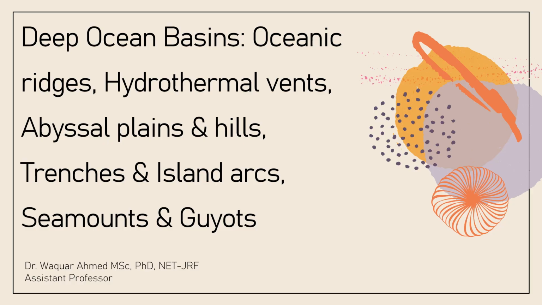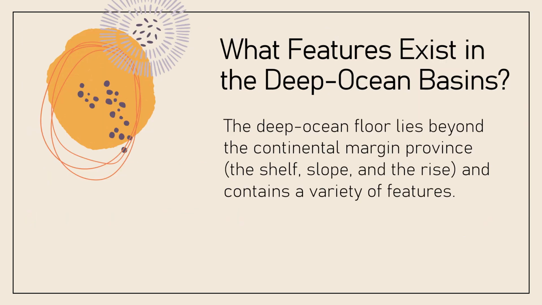So basically, the deep ocean is the deepest part of the ocean floor. So what features are there? We have oceanic ridges, we'll be discussing this. We have hydrothermal vents. We'll be discussing abyssal plains and hills, trenches and island arcs, and seamounts and guyots. So these are some of the features which we encounter in the deep ocean basin.